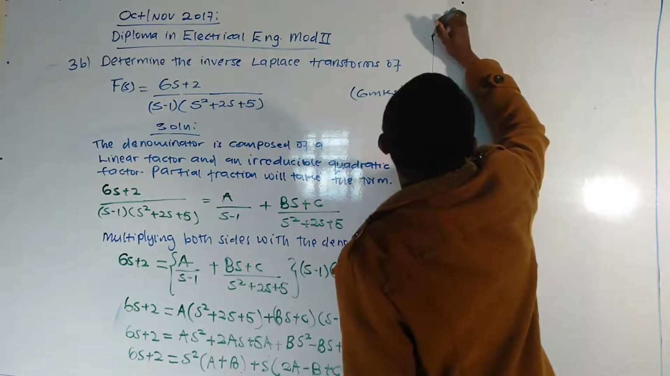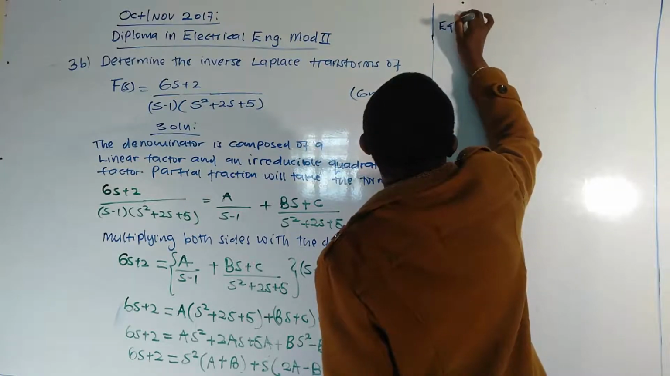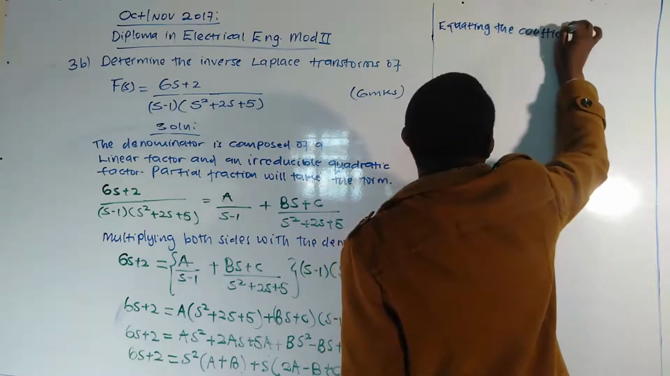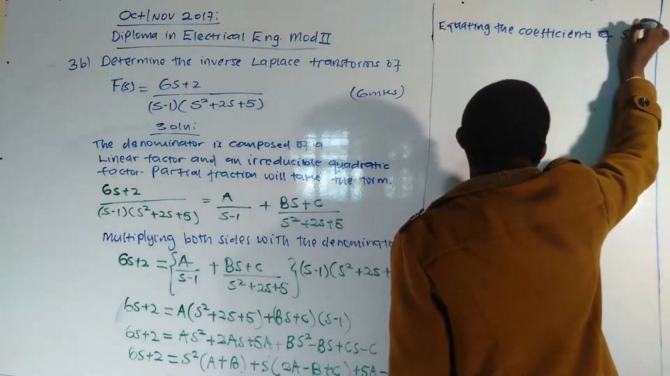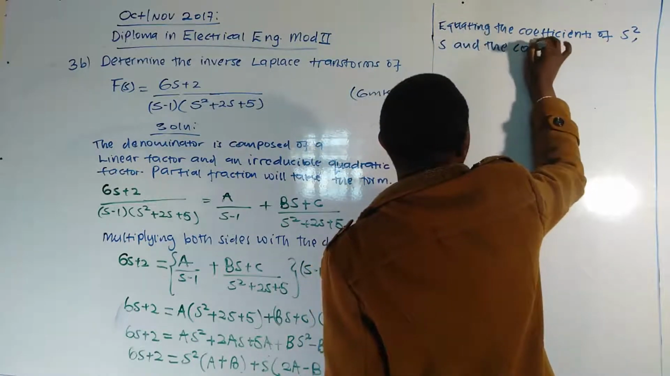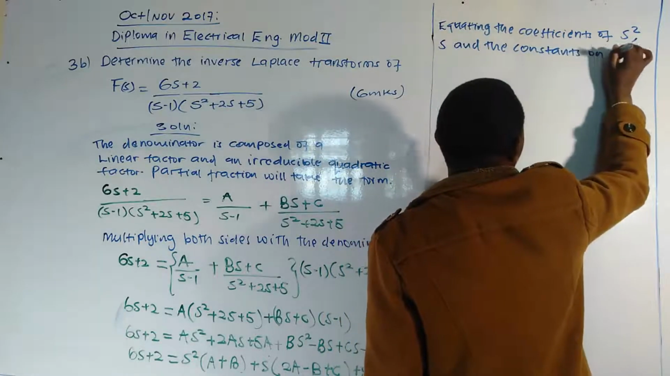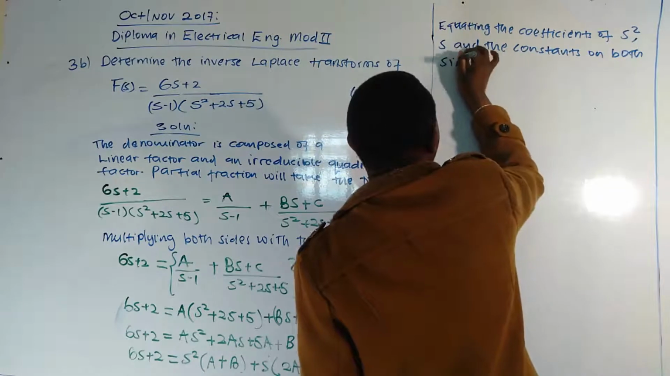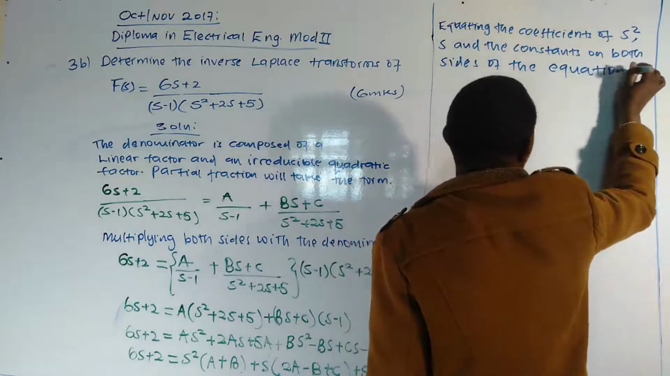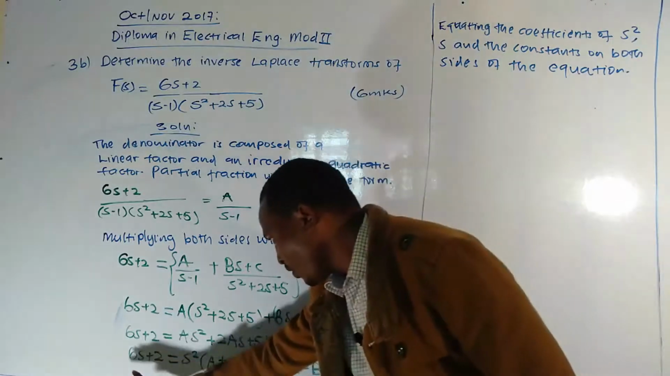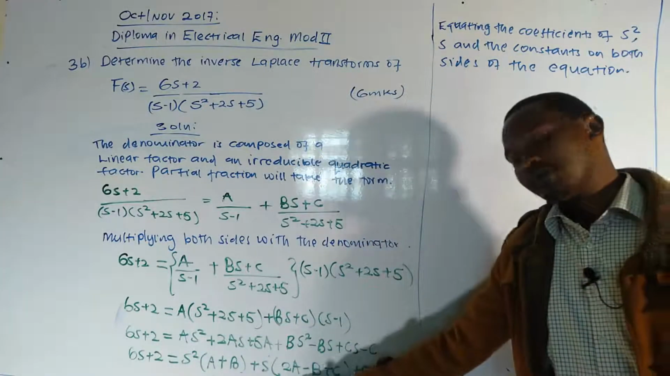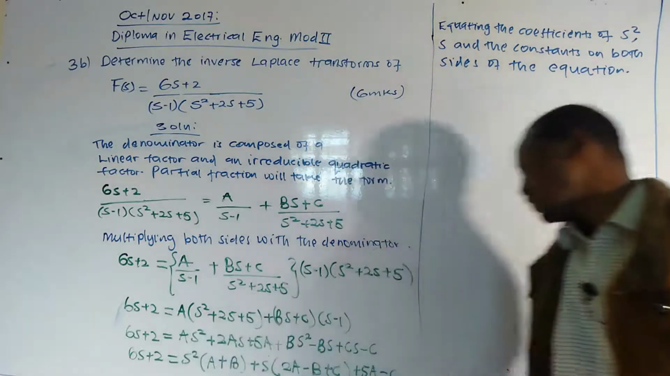Equating the coefficients of s squared, s, and the constant on both sides of the equation. Where you have s squared, we equate with the term with s squared. Where you have s here, we equate with the term that has s, and where you have the constants, we equate with the constants.